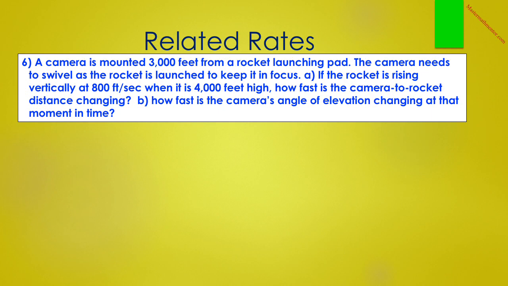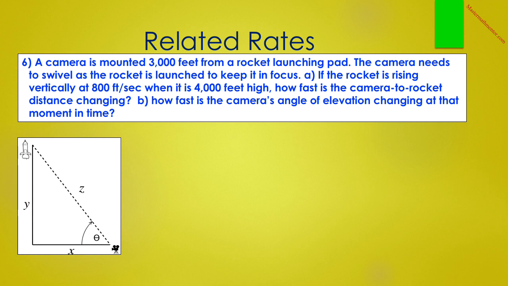Problem 6 reads, a camera is mounted 3,000 feet from a rocket launching pad. The camera needs to swivel as the rocket is launched to keep it in focus. Part A, if the rocket is rising vertically at 800 feet per second, when it is 4,000 feet high, how fast is the camera to rocket distance changing? Part B asks, how fast is the camera's angle of elevation changing at that moment in time?